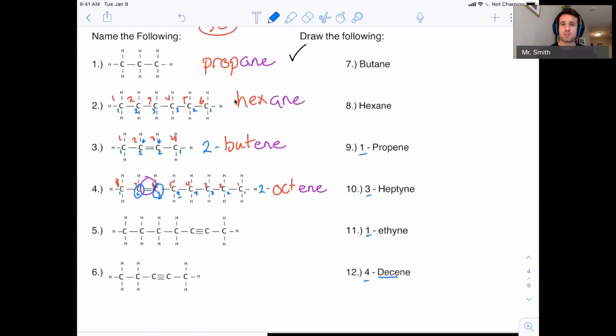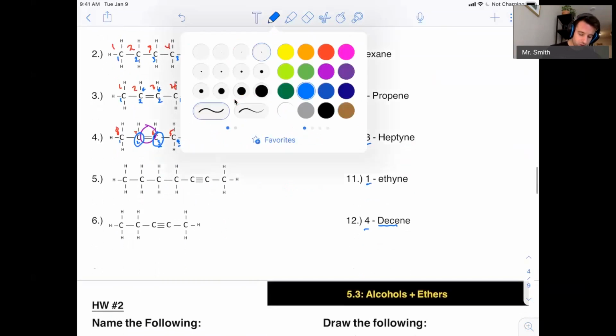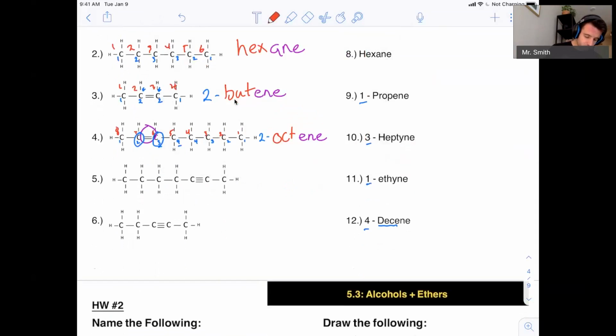I'm going to start explaining these a little bit less and just go over them so you can see how I would do these. Again, I'm still going to show the work that I was showing. 1, 2, 3, 4, 5, 6, 7. 7 is hept.